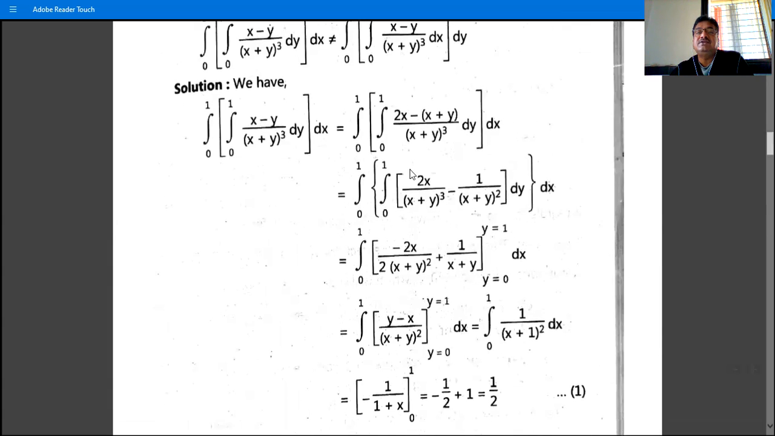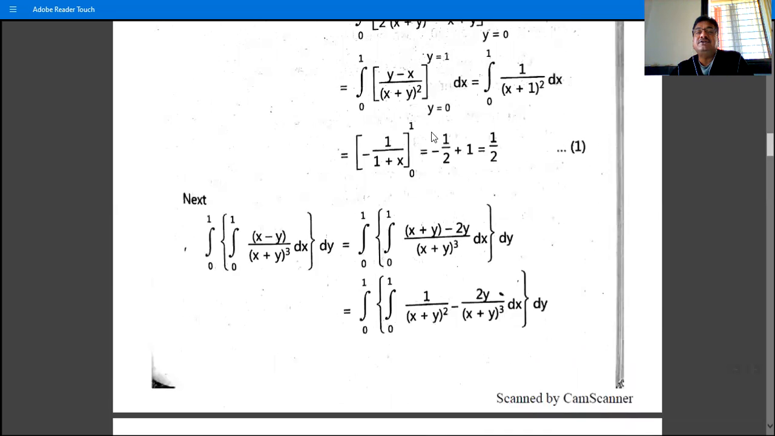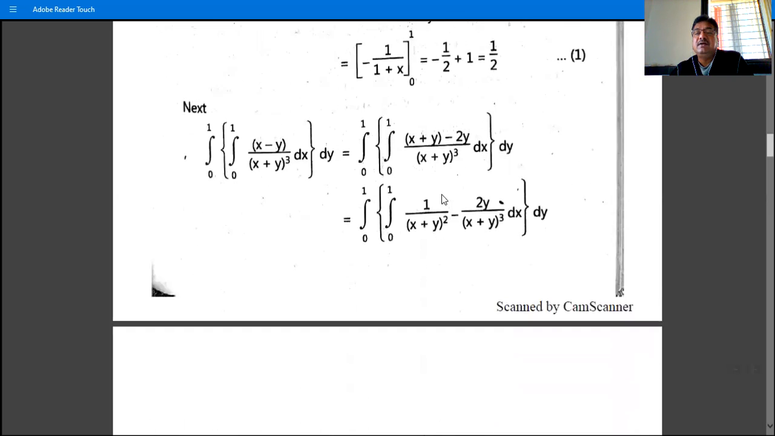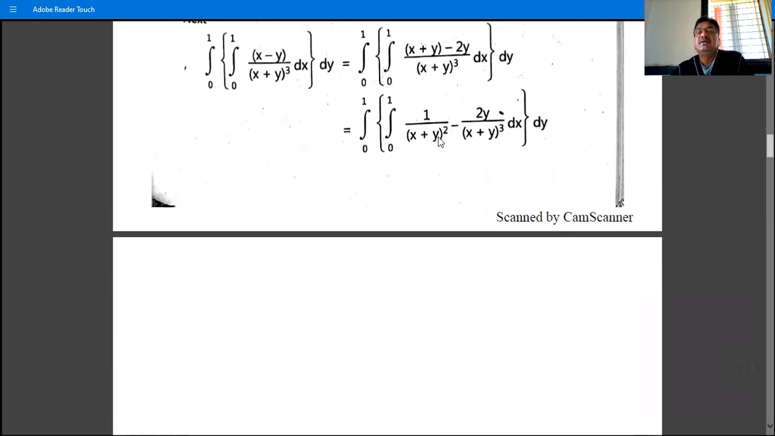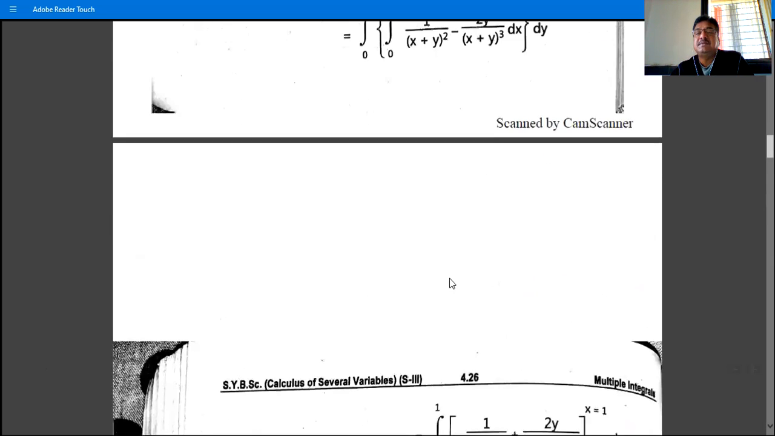Similarly, consider the RHS. This. And then the adjustment is like this: x minus y is x plus y minus 2y. If we simplify this, then we have x plus y minus 2y; y minus 2y is minus y. So we have the same answer. And then separately divide by (x plus y) bracket cube. We have this. Then the integration of this factor is minus 1 by (x plus y).